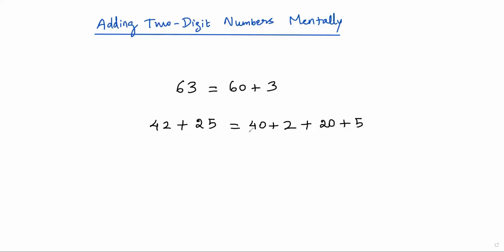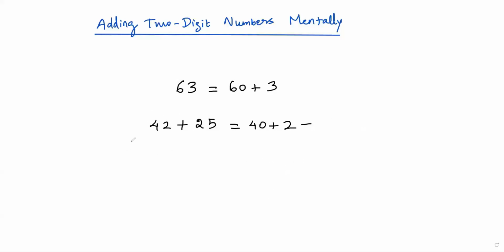Now we have to add this 40 and 20 because both of them are two-digit numbers and also they are round figures. Easily we can add them. 4 plus 2 is 6. Then 40 plus 20 will result in 60. Now we can add the single digit numbers 2 and 5, which is 7. 60 plus 7 is equal to 67. So the addition of 42 and 25 is equal to 67. So whenever you get two-digit numbers which are not round figures, you have to break each two-digit number into tens and ones, like what I've done for 42 and 25.